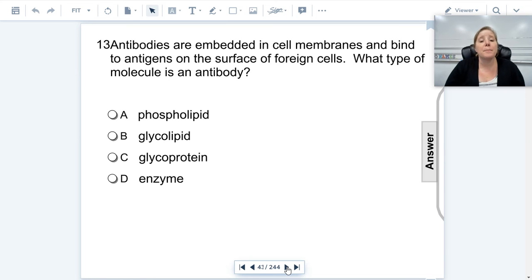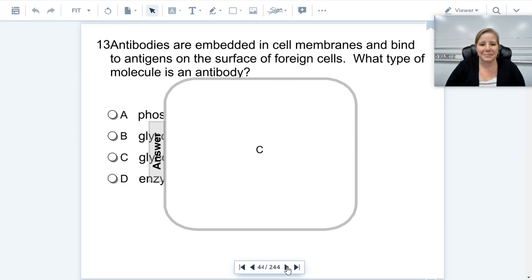All right, antibodies are embedded in the cell membrane and bind to antigens on the surface of foreign cells. What type of molecule is an antibody? So it is embedded in the cell membrane. Is it a phospholipid, a glycolipid, a glycoprotein, or an enzyme? Did you say C, glycolipid? You are correct, because it is not attached to a protein. It is in the cell membrane, so it is a glycolipid.